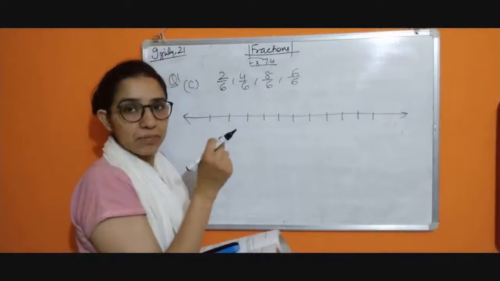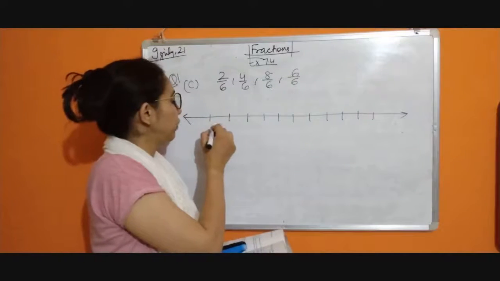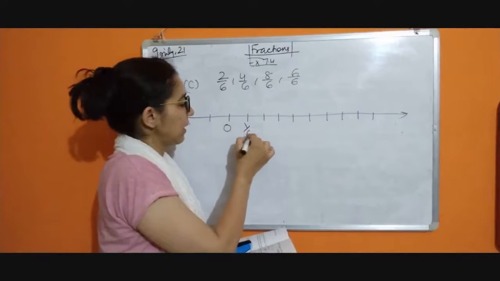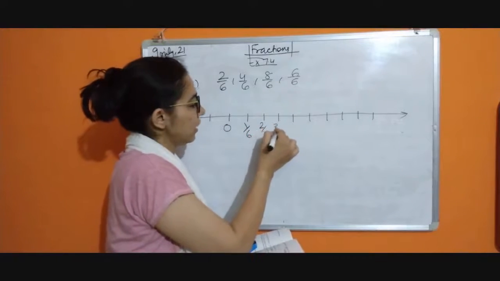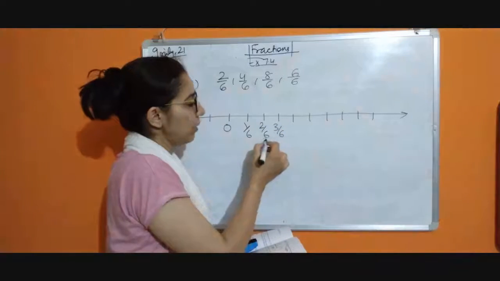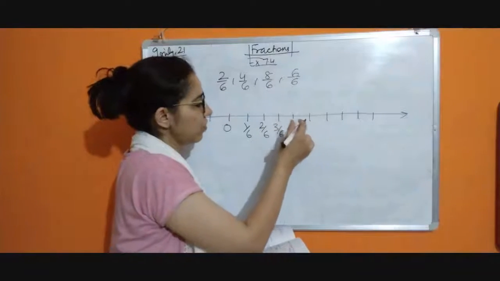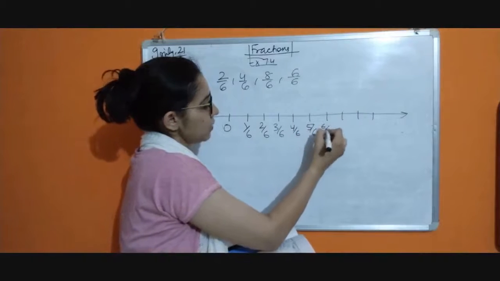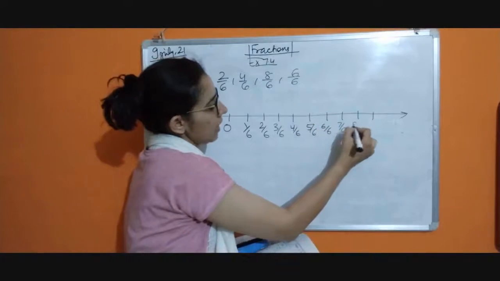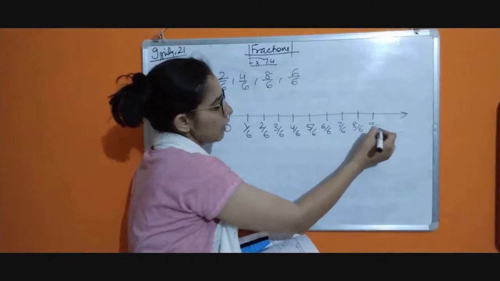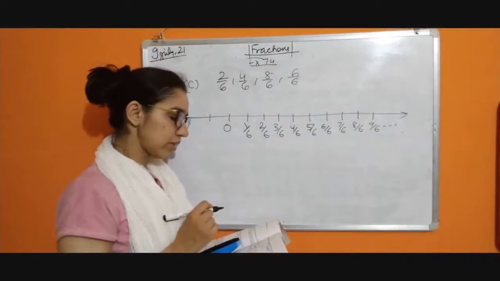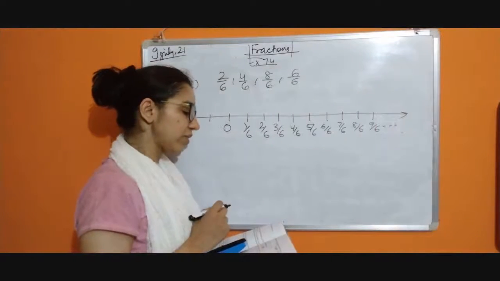And because the denominator is same for all these fractions, it means each division is going to show 1 by 6 part. Okay, so suppose we are going to start with 0, this is going to be 1 by 6, this is going to be 2 by 6, 3 by 6, increment of 1 by 6 for each next division. So 5 by 6, 6 by 6, 7 by 6, 8 by 6, 9 by 6, and we can continue further.